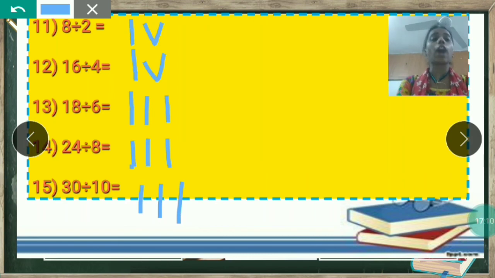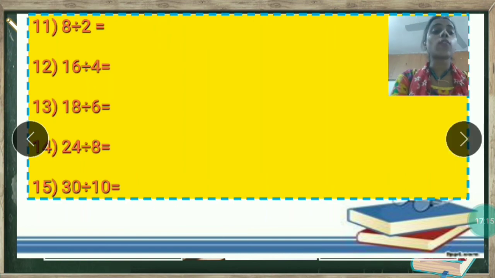Okay, so have you understood how to give your answer in Roman numerals and how to do the calculation? I hope you all have understood.